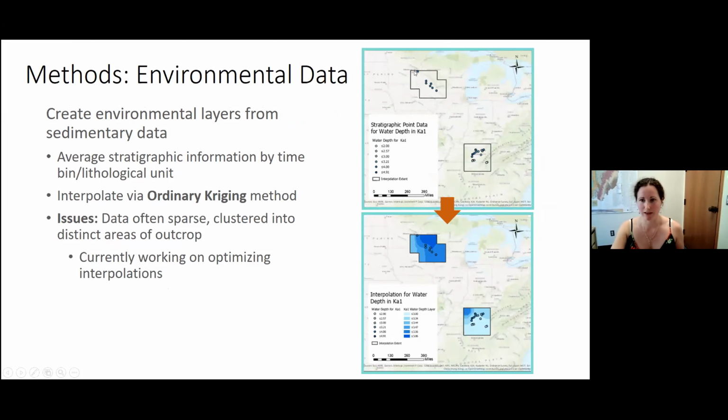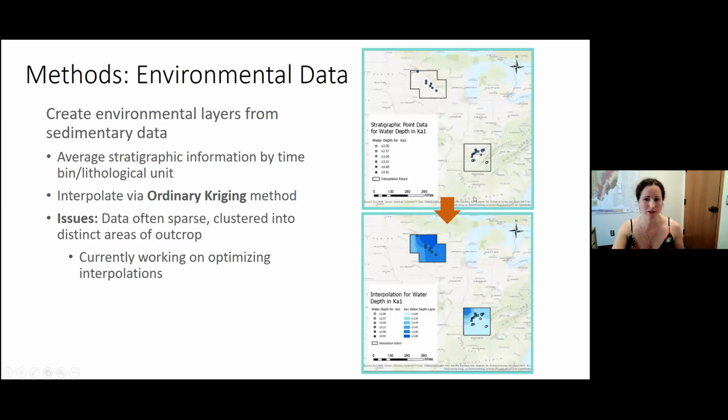We can see that these points cluster in these distinct regions, which represent areas of very good Ordovician outcrop that have been well detailed in the sedimentary literature. Using the ordinary kriging method, I then interpolated a continuous surface of inferred water depth across both areas. We can see once again that darker areas represent deeper water, lighter represents more shallow water.